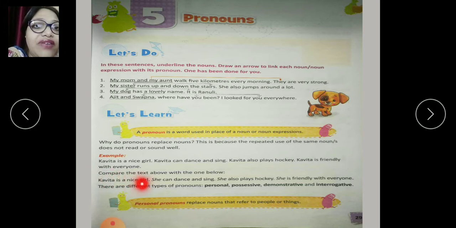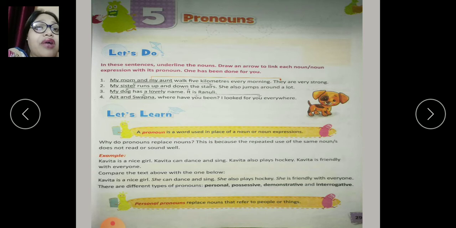So Kavita is a nice girl. She can dance and sing. She also plays hockey. She is friendly with everyone. So this is the use of pronoun. We use the pronoun in place of noun so that it increases the beauty of the sentence, it decreases the monotonousness of the sentence. That's why we use pronouns.